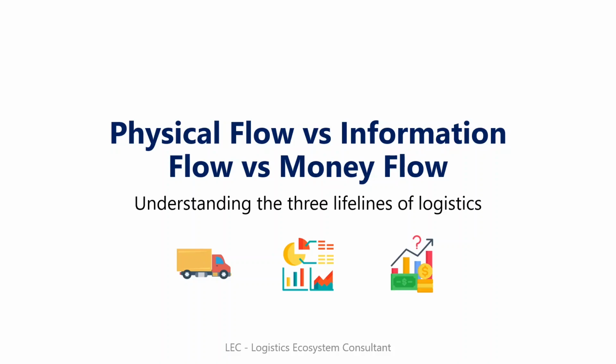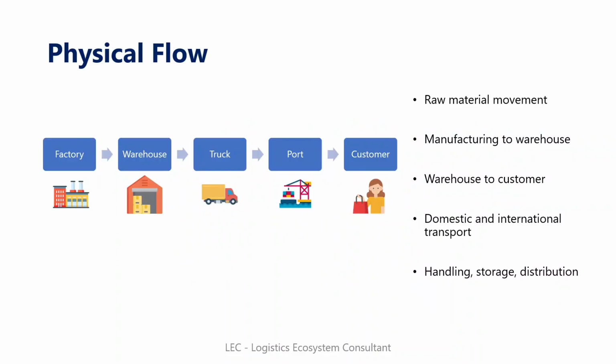Every logistics system runs on three parallel flows: physical flow, information flow, and money flow. Understanding these three flows is essential to understand how logistics actually functions. Physical flow refers to the actual movement of goods. It includes raw material movement, manufacturing transfers, warehousing, and final delivery. This is the visible side of logistics: transport, handling, and distribution.